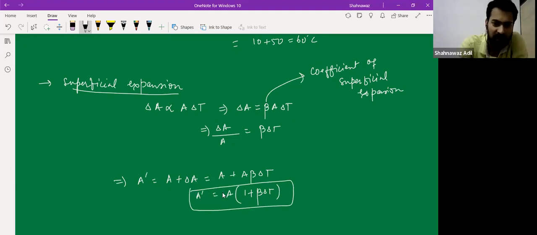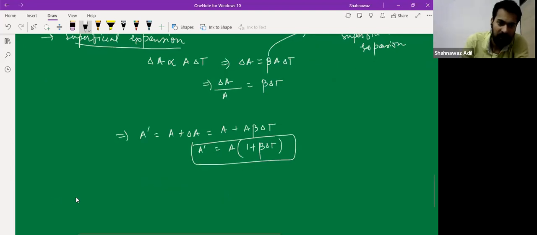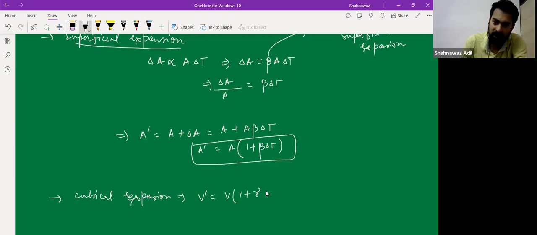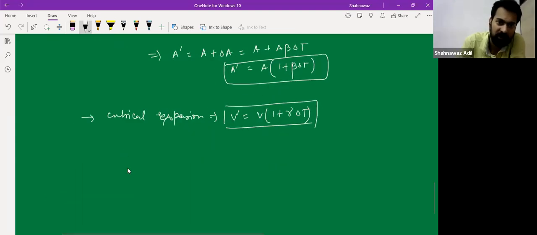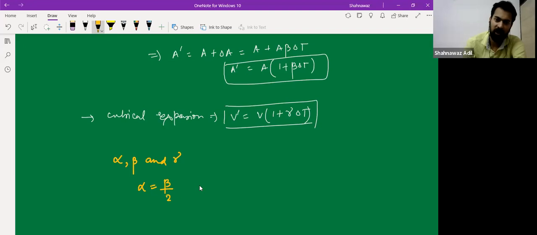Similarly, you will find the cubical expansion. The cubical expansion is like this: your V prime will be V (1 plus gamma delta T), right? So these are the thermal expansions of different kinds, and there are these coefficients, alpha, beta, and gamma. All these three are related, right? So alpha is beta by 2 and gamma by 3, right? So this is how they are related.